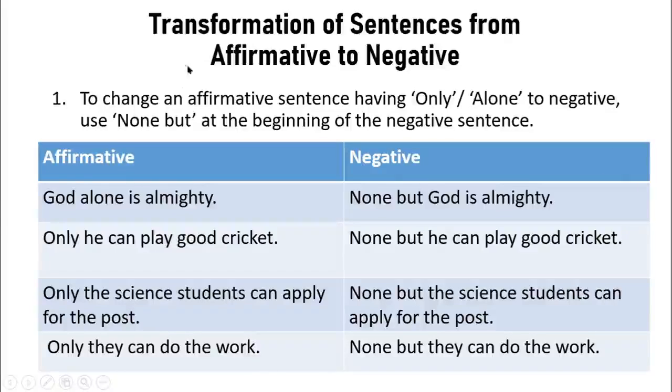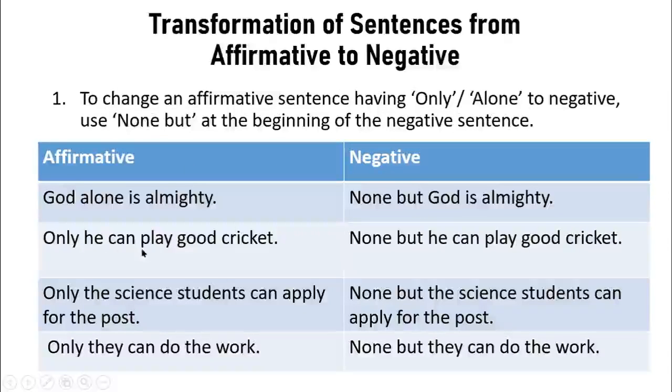So what is written here? To change an affirmative sentence having only or alone to negative, use none but at the very beginning of the negative sentence. Here you can see, God alone is almighty. So instead of alone we have to use none but. None but God is almighty. We are instructed to use none but at the very beginning of the sentence.